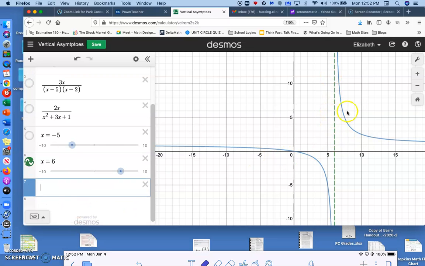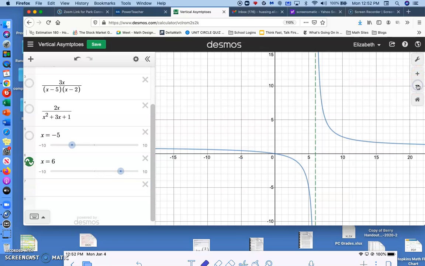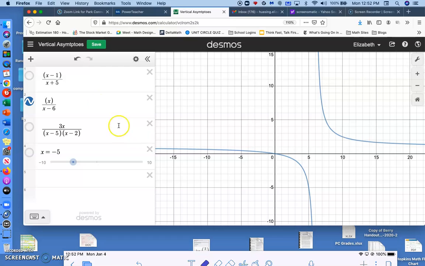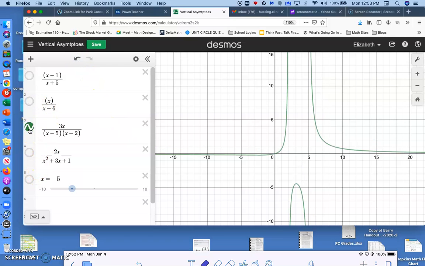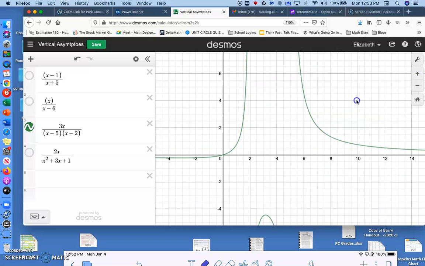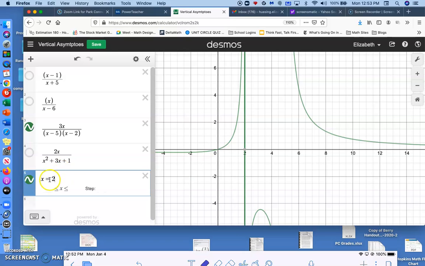Well, here's another one here, and if we zoom in, it never crosses that dashed line here, our vertical, well, that's at 6. So that one's at x equals 6. Well, let's see if we can figure out this third one here. It looks like there's two of them. Let's zoom in. So it looks like there's one here, x equals 2.